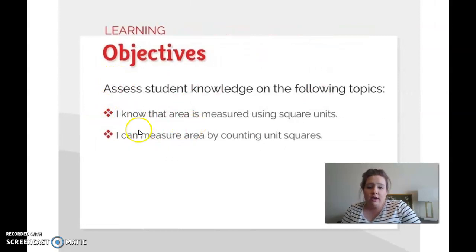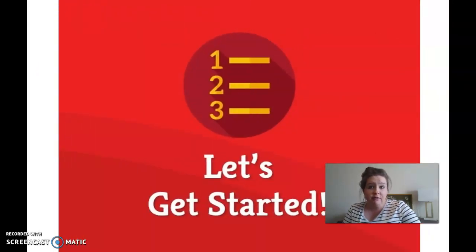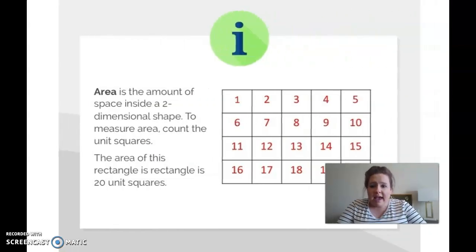We are going to measure the area using square units, and at the end of this, you will be able to measure area by counting unit squares. Also, understanding the formula of area equals length times width. Okay, area is the amount of space inside a two-dimensional shape. To measure area, count the unit squares.